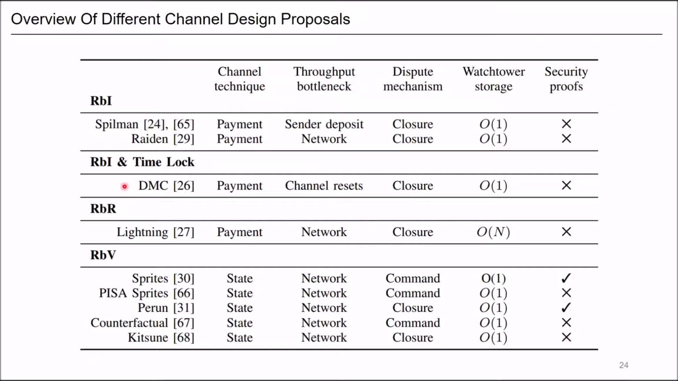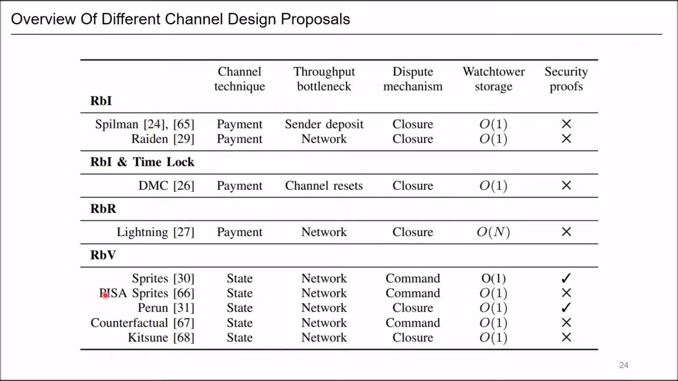Second is DMC. It uses RBI and time lock at the same time. Lightning also supports only payment channels, and because of revocation keys, the monitoring third party should store revocation keys proportional to the number of states, as I mentioned in the previous slide.